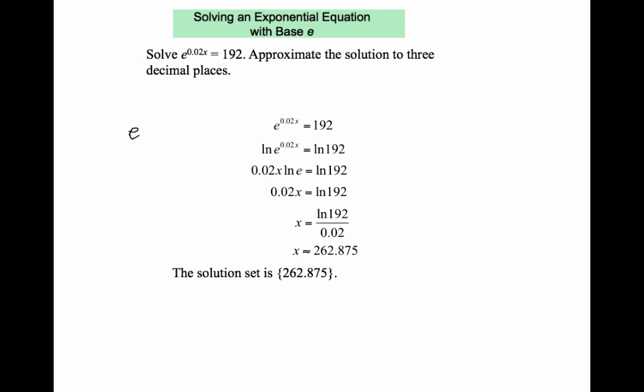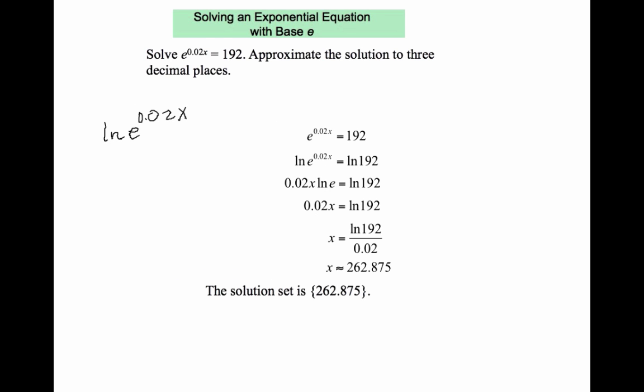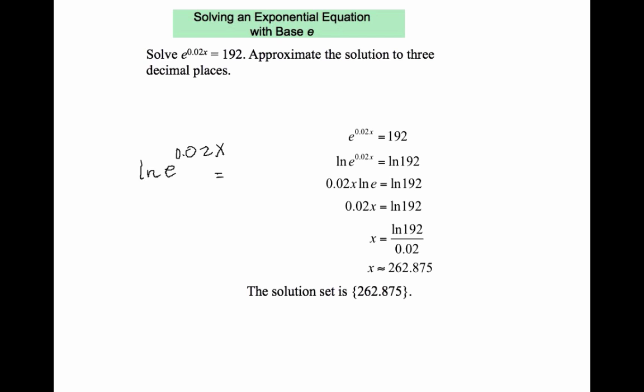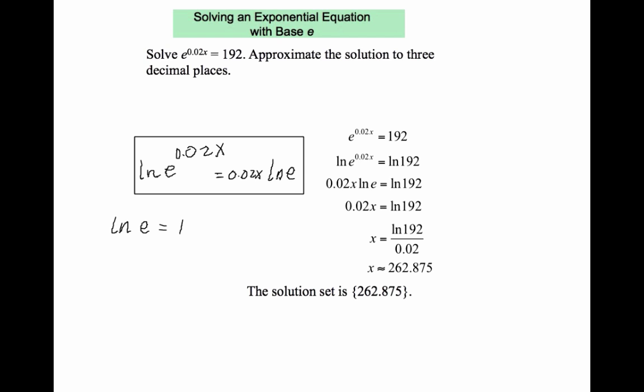If I have e to the power of 0.02x and I take the natural log of that, I can take the exponent here and move it right in front of this natural log. So we have 0.02x times natural log of e. That's the property we're using. So we know that natural log of e is equal to simply 1, because the exponent is 1 here. The base is e, so that must be equal to 1.